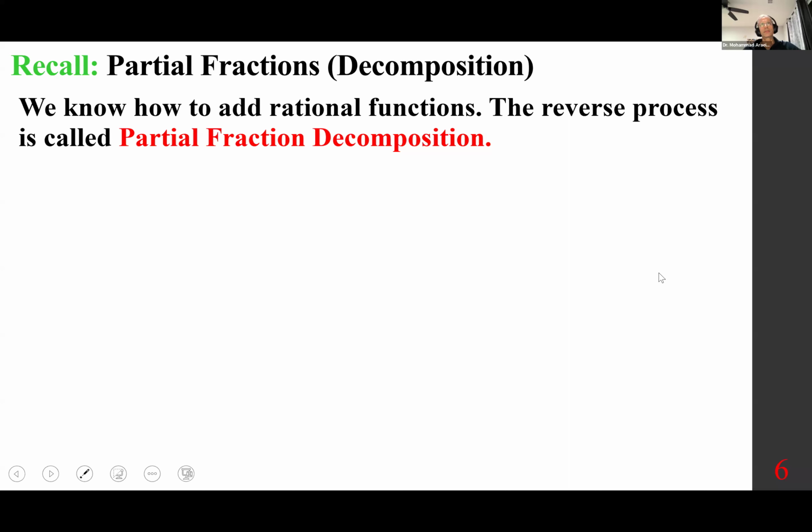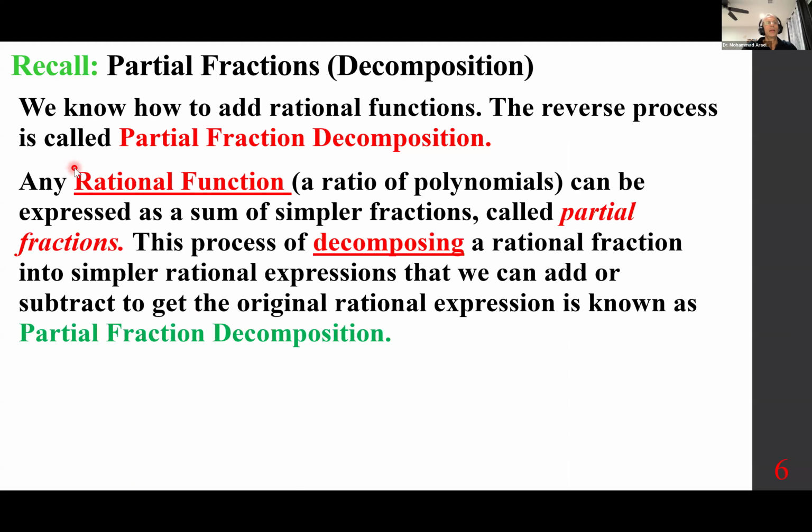We went over partial fractions, and here's what it meant. We know how to add rational functions. The reverse process is called partial fraction decomposition. Any rational function, a ratio of polynomials, can be expressed as a sum of simpler fractions called partial fractions. This process of decomposing a rational fraction into simpler rational expressions that we can add or subtract to get the original rational expression is known as partial fraction decomposition.